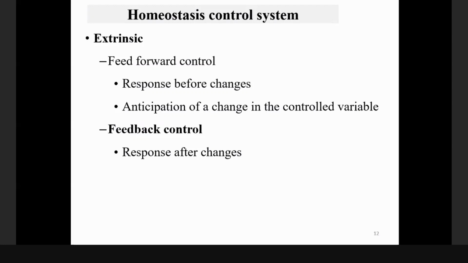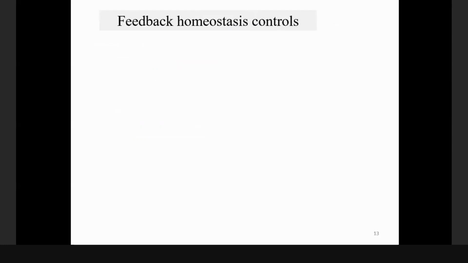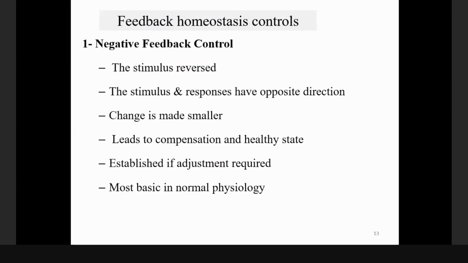Or if your body tries to reduce the blood glucose level after your blood glucose level is increased, that's called feedback. So in the case of feedback, the homeostasis control system starts after the change is made. In the case of feedback, there are two control systems. The first is the negative feedback control system, and the other is positive feedback.